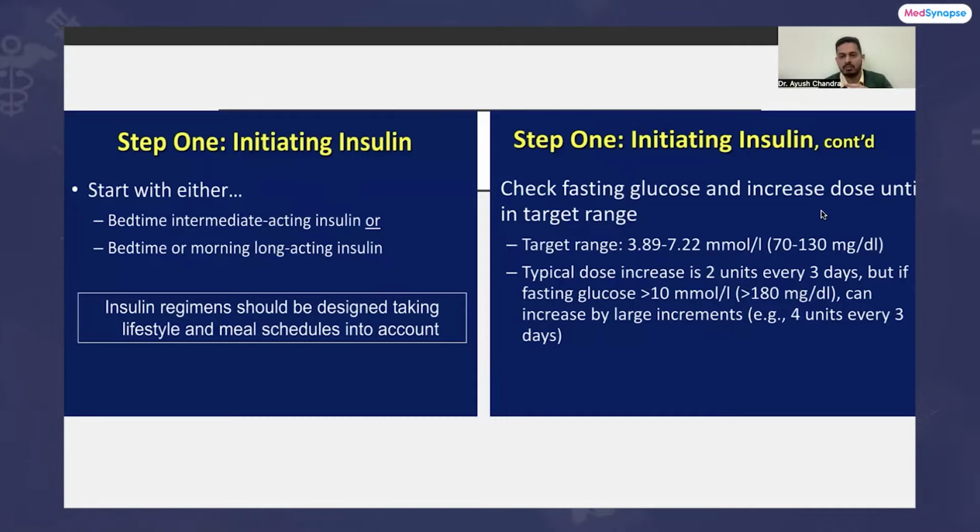If it is coming down, then one has to reduce the insulin level. But if it is going up, still 40-60 units is coming out, then one needs to increase the units. And the target range should be 70 to 130. And typical doses are increased, like 2 units every 2 to 3 days.